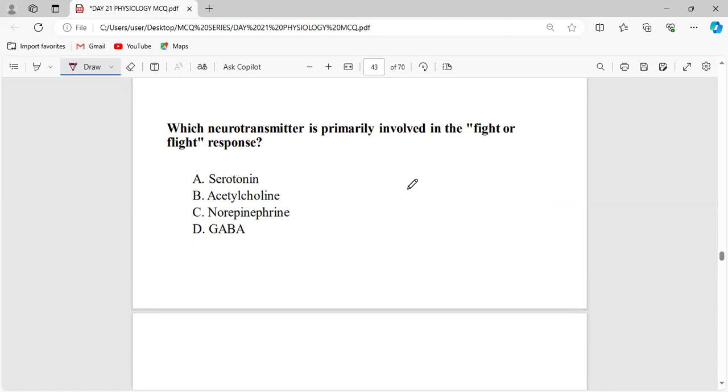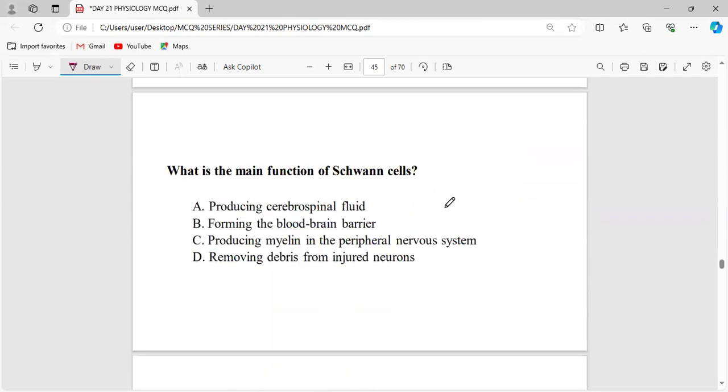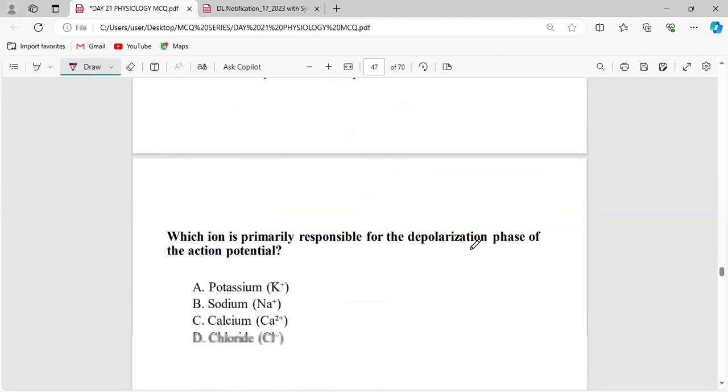Which neurotransmitter is primarily involved in the fight or flight response? 2 more minutes. That will be norepinephrine. And what is the main function of Schwann cells? Producing myelin in the peripheral nervous system. Okay, this is the function performed by the Schwann cells.